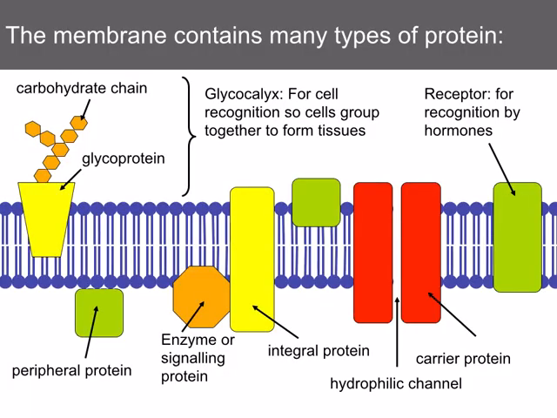If you were to draw it in simple terms, you can see the different parts. Let's start with the peripheral protein. Notice how it's on the outside. You've also got enzyme or signaling proteins. An integral protein spans the whole membrane, as does a hydrophilic channel or carrier protein. You've got a glycoprotein which is attached to a carbohydrate chain, and then some proteins act as receptors for recognition by hormones.